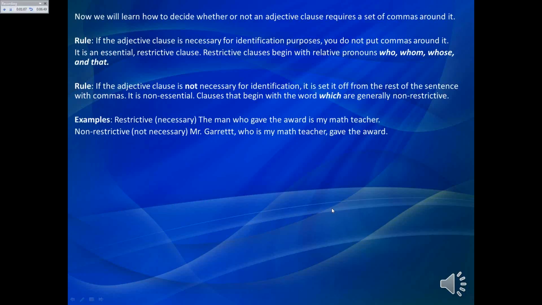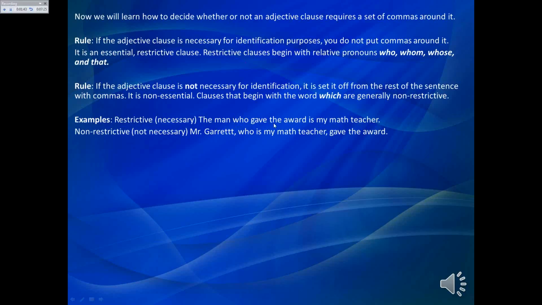So here's two examples. The man who gave the award is my math teacher. Let's say that this man is standing up on the stage and there are 6 other men up there. If I do not know this part, who gave the award, will I know which man I'm talking about? We got 6 men standing there, and I say to you, the man is my math teacher. Your response is going to be, which man? Well, then I would have to say the one who gave the award. Now that points out which man I'm talking about.